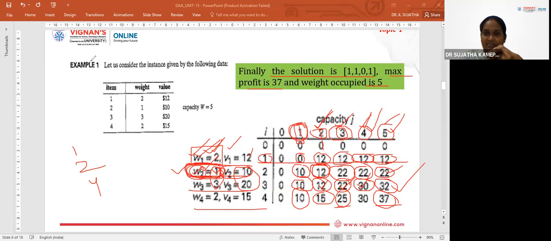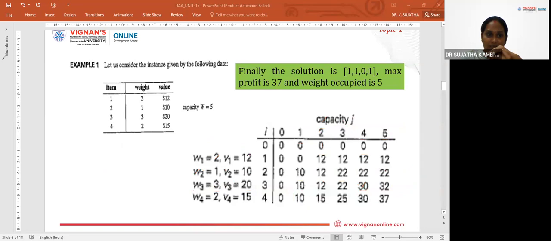Like this, we can solve the problem. We can solve the knapsack problem using dynamic programming. But here you can see that unnecessarily we calculated so many subproblems. This is one subproblem, this is another subproblem, and like that. We solved so many subproblems unnecessarily. So it takes more time complexity. If I solve like this, it takes more time complexity.